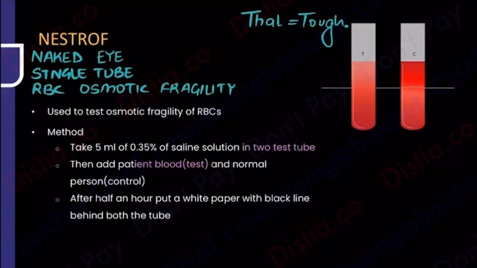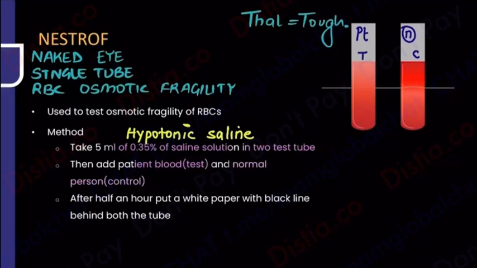The patient's blood we called the test, and a normal person's blood which is the control. So here you have your patient's blood which is said to be the test. Here you have a normal blood which is said to be the control. This is the patient's blood, this is the normal person's blood. What do you add in the blood? You are going to add saline, 0.35%. So basically you are going to add hypotonic saline.